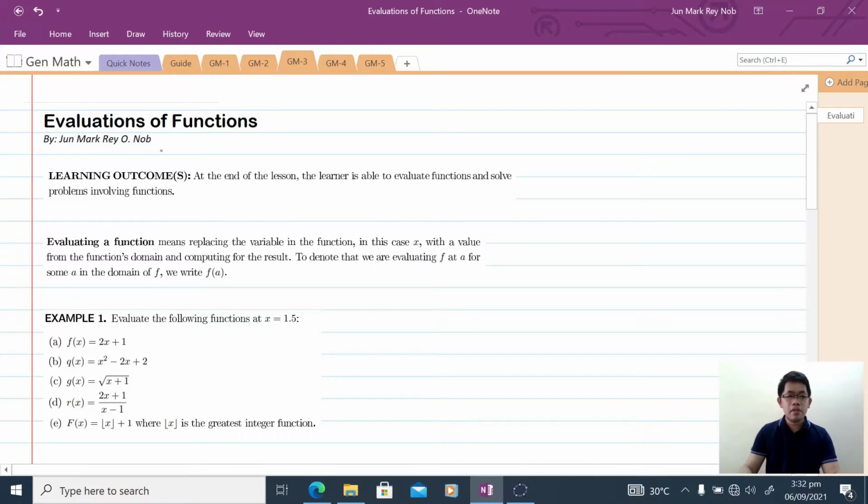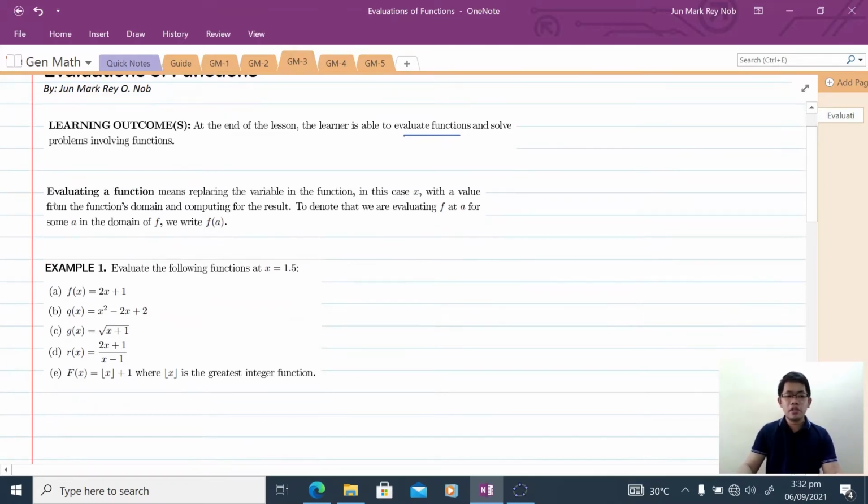Our main topic for today is about evaluation of functions. Our learning objective: at the end of the lesson, the learner is able to evaluate functions and solve problems involving functions. So what do you mean by evaluation of function? Evaluating a function means replacing the variable in the function, in this case x, with a value from the function's domain and computing for the result.